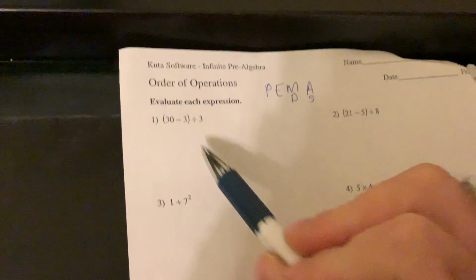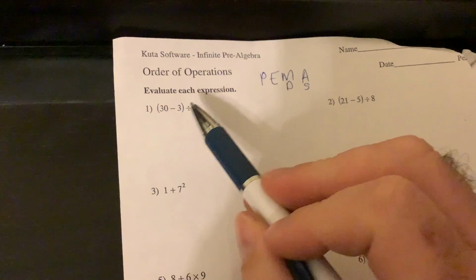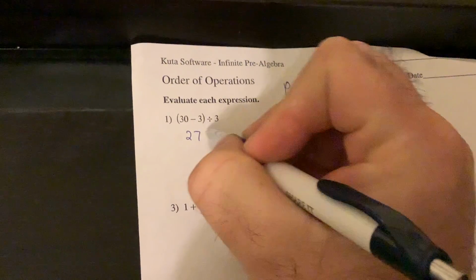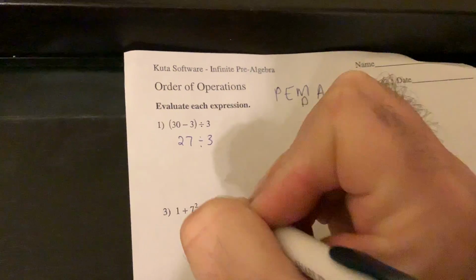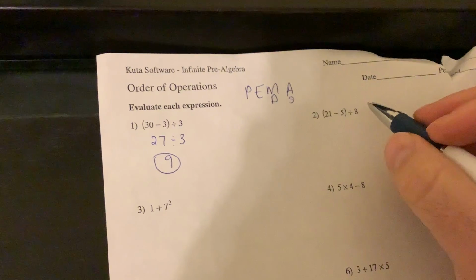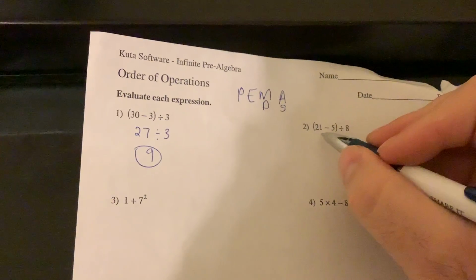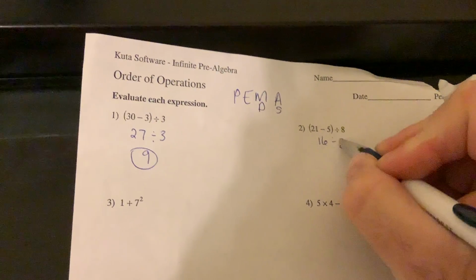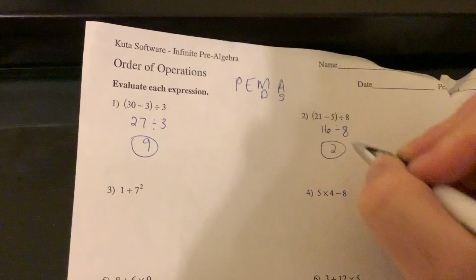So the first thing in this, there's no exponents in this one, so we're going to start with the parentheses, and we get 27 divided by 3, which is 9. Okay. Then same thing here. We're going to do parentheses first. We get 16 divided by 8, which is 2.